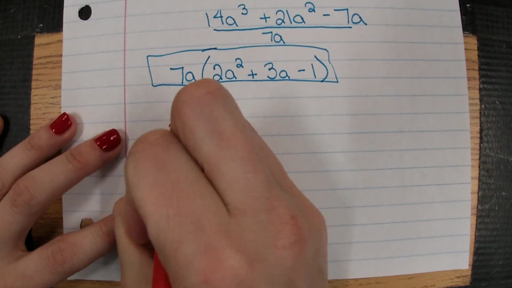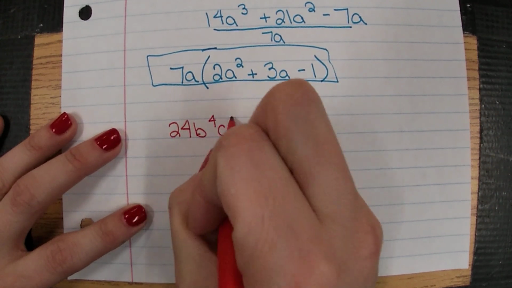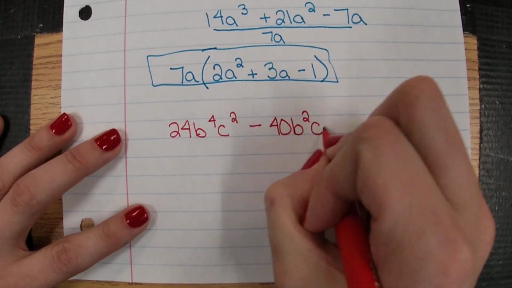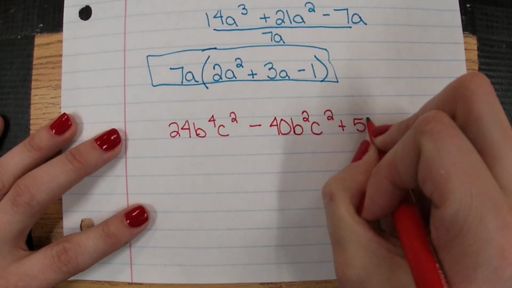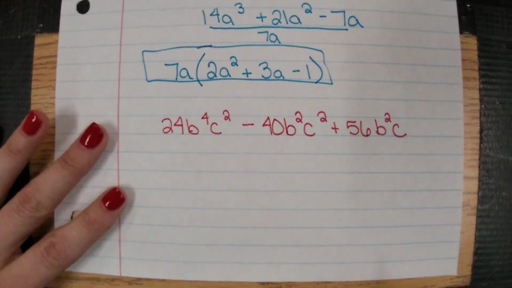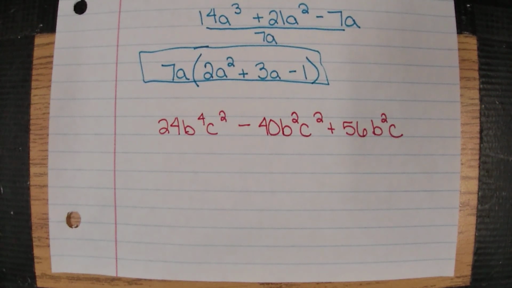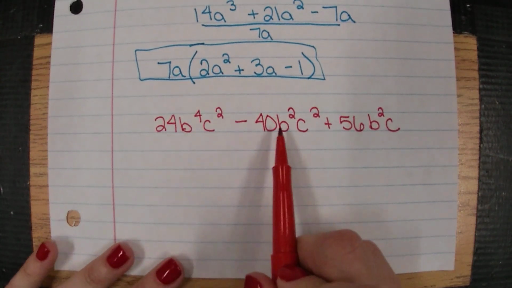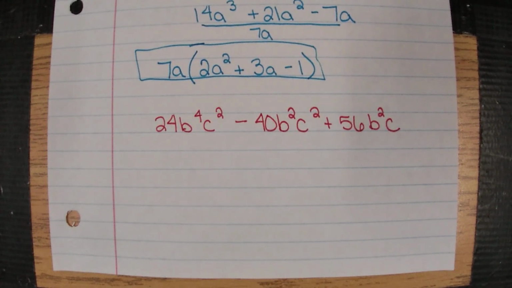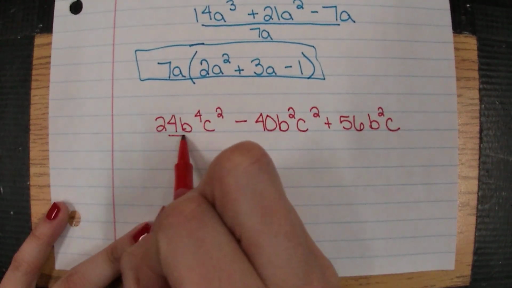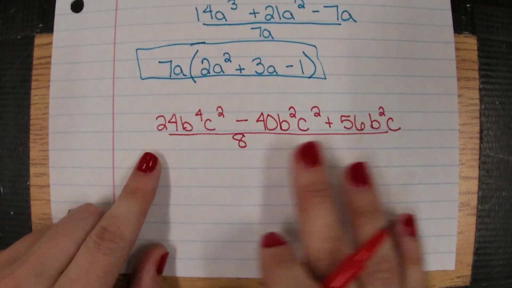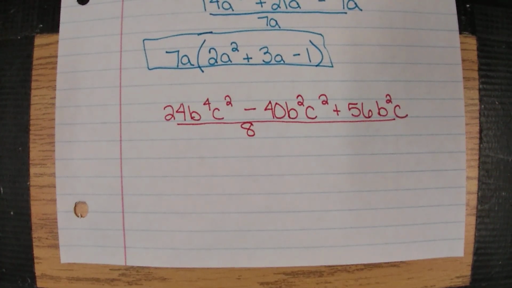24b to the fourth c squared minus 40b squared c squared plus 56b squared c. Okay, and if I want to factor out the GCF, again, I'm going to ask myself, what will go into 24, 40, and 56? So the first thing that I see is 8. If you don't see 8, that's okay. You can divide by anything that will go into all of them, even if you only see 2.